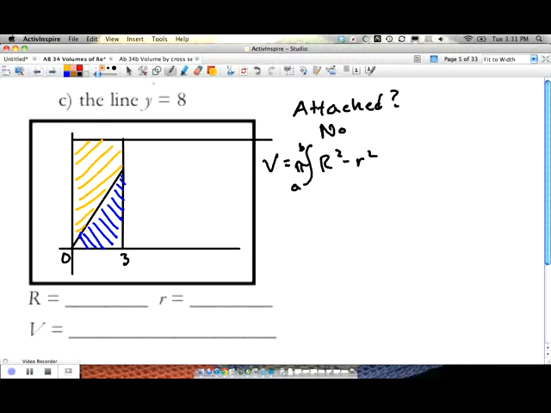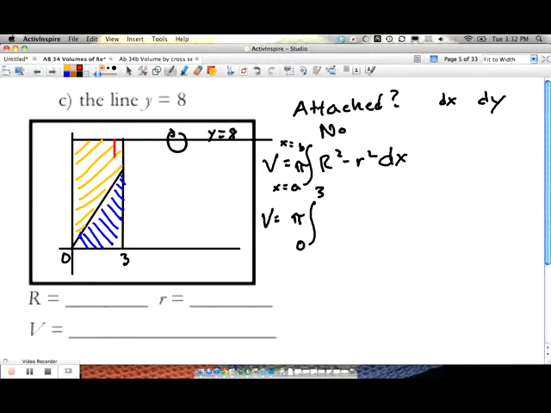So we need to figure out what this big R and little r is. But before I get too far ahead of myself, let's ask my other question. What direction am I going in? Am I going the x direction or the y direction? Well, if I'm rotating around this line, y equals 8, then I know that I'm traveling perpendicular to that. So I'm going in the x direction. Again, dx. So this is x equals a, x equals b. Those are staying the same from before. So the volume equals pi times, well, a to b is 0 to 3.